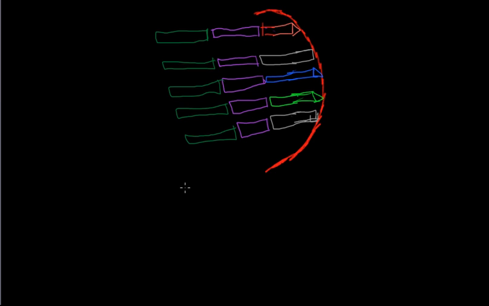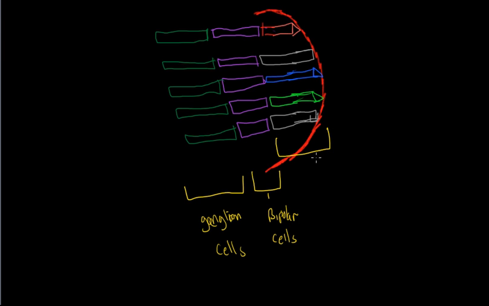So let's label these really quick here. This section we have ganglion cells. And right here we have bipolar cells. And then here we have photoreceptors. We have the retina here.